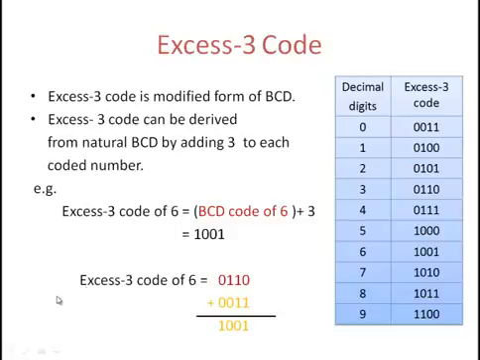That is like here, XS3 code of 6 is equivalent to BCD code of 6 written first, then plus 3 is added in binary form, and this result is the XS3 code of number 6. This method can help you to find the XS3 code of any decimal digit. Here we have taken decimal digits ranging from 0 to 9, and their respective XS3 codes are given here, which are calculated by adding 3 to their respective BCD codes.